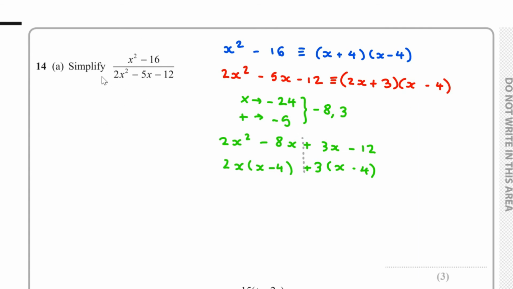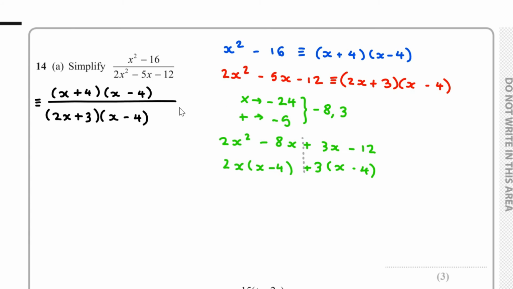So therefore, when we come to simplify this expression, if we use our factorized form of these quadratics, well, on the bottom, we've got 2x plus 3 lots of x minus 4, and on the top, we've got x plus 4 lots of x minus 4. And noticing that the x plus 4 and the x minus 4 cancel on the top and bottom, you will find we get x plus 4 over 2x plus 3 as our final answer.